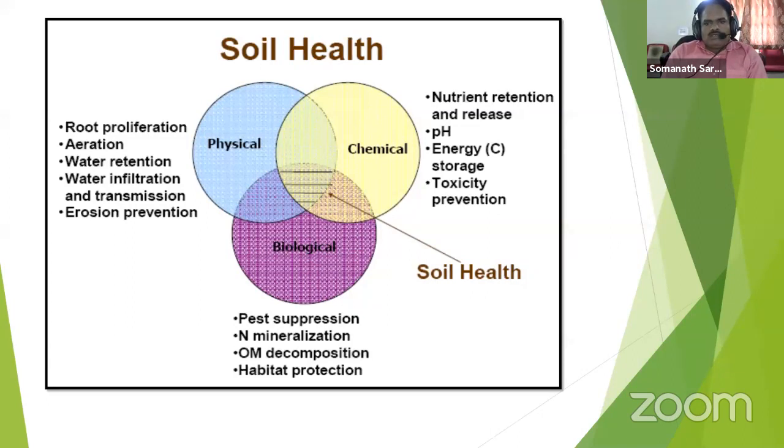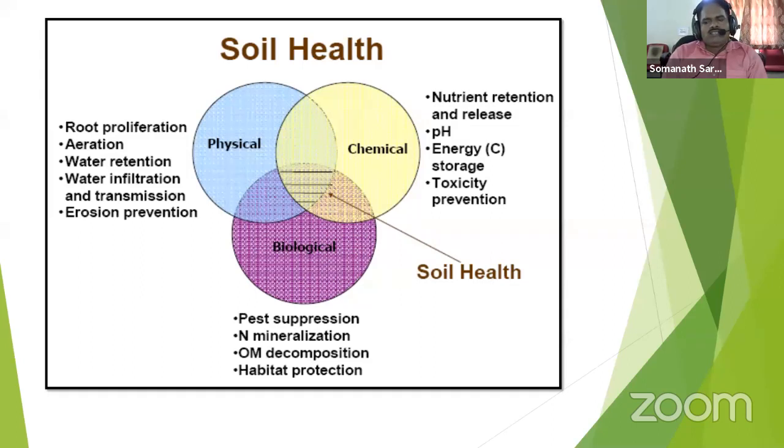And chemical properties such as the nutrient retention in the soil and release, and after release the uptake of these nutrients by the plants. Soil pH is a very important chemical soil property, because it affects the availability of the different nutrients which are available in soil, but due to very low soil pH and very high soil pH, it disables the uptake of different nutrients by the plants. So soil pH is a very important chemical soil property.